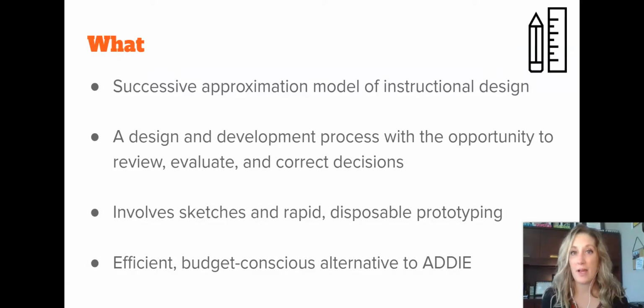Successive typically implies you're going to be building on something and there's a prescribed set of steps you'll be following. And approximation means that you're making improvements over time. So the idea behind the SAM model is that you're developing prototypes or potential design solutions and you're iteratively, constantly, cyclically improving on them over and over again, usually after you've gathered some feedback from different stakeholders.